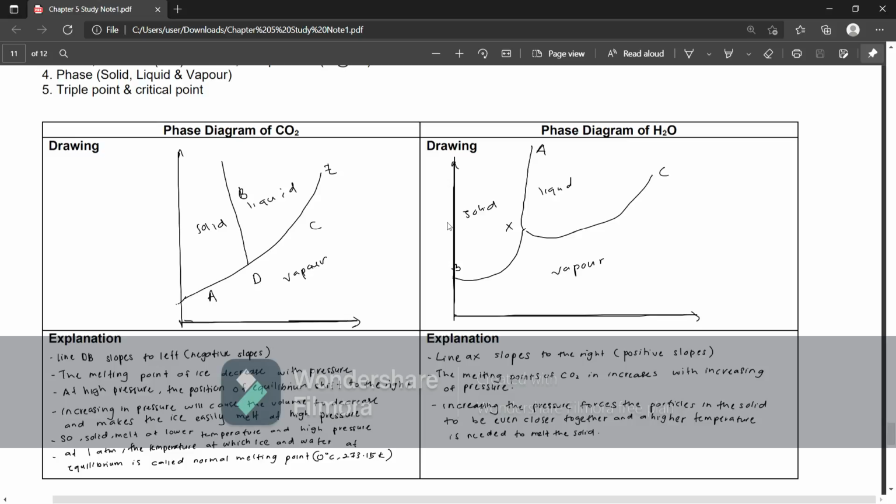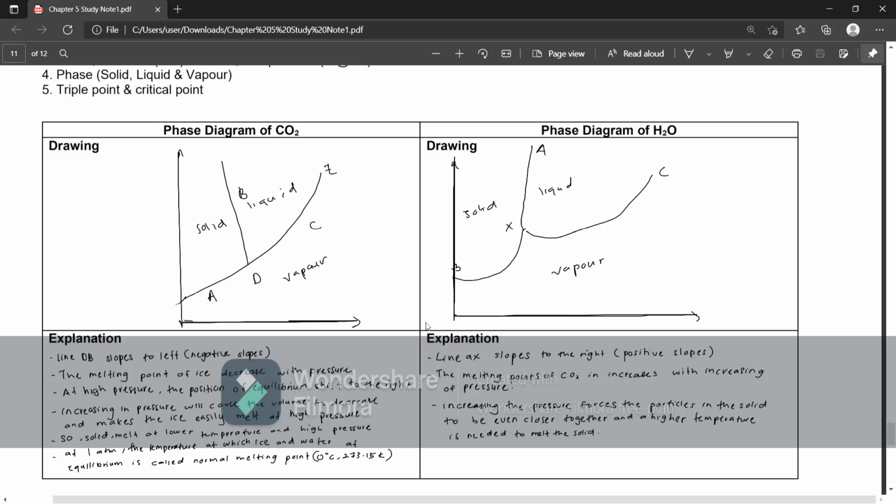Okay. So the explanation: line DB slopes to the left, a negative slope. The melting point of ice decreases with pressure. At high pressure, the position of equilibrium shifts to the right. Increasing pressure will cause the volume to decrease and makes the ice melt easily at high pressure. So, solid melts at lower temperature and high pressure.